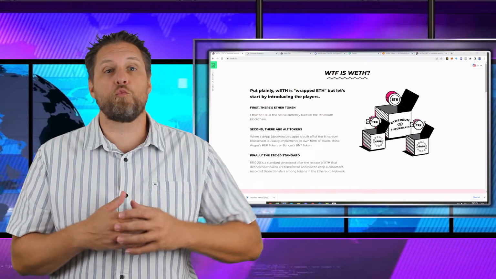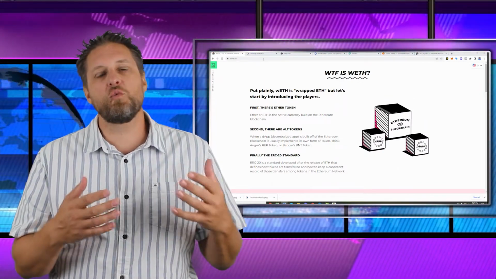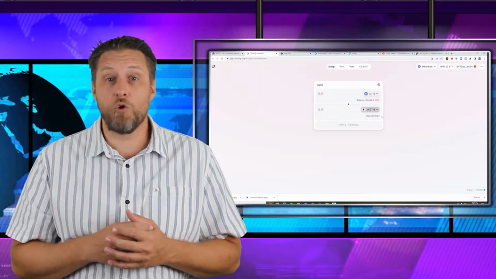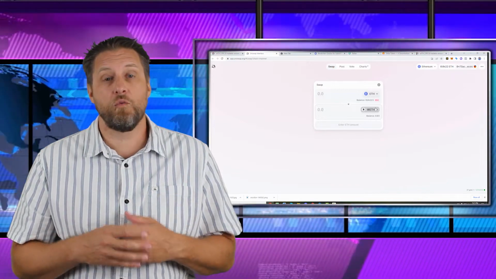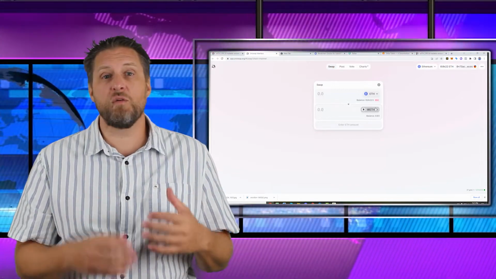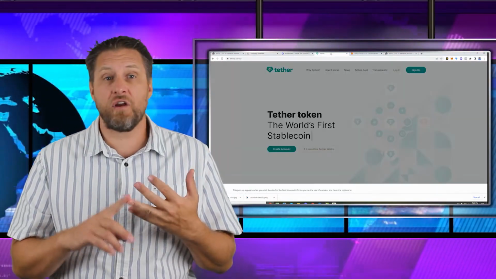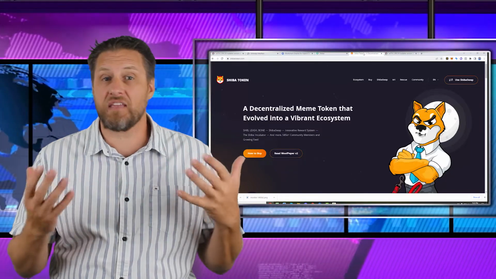Next up is what's called wrapped Ethereum. This is also a token on the Ethereum blockchain, but it's what's known as an ERC20 token. You can pick this up on most Ethereum decentralized exchanges or through a special wrapping portal, which I'm going to walk you through shortly. Some of the most popular ERC20 tokens are Chainlink, Tether, and Shiba Inu, as well as tens of thousands of other tokens and scam coins.